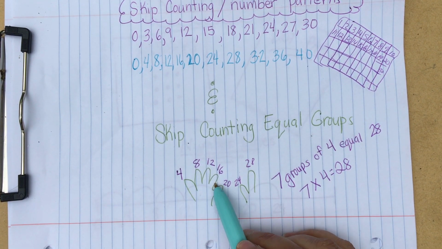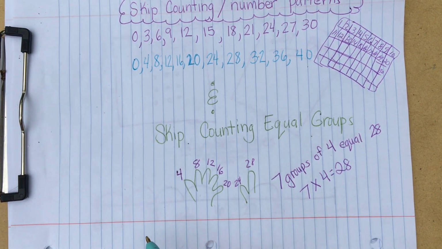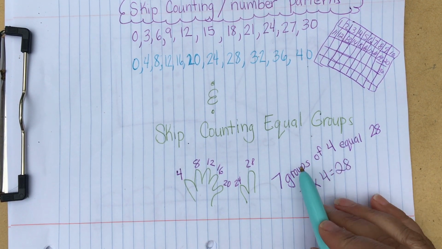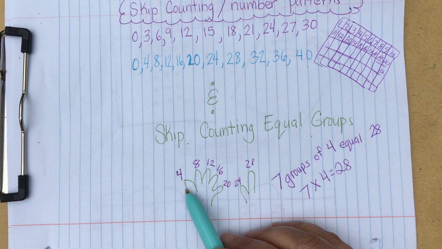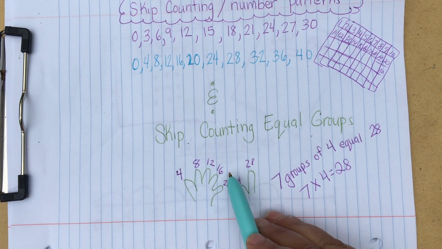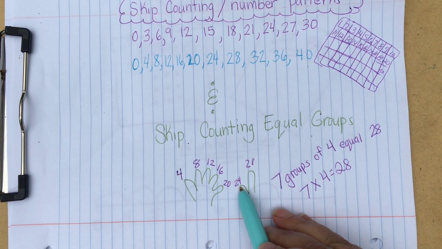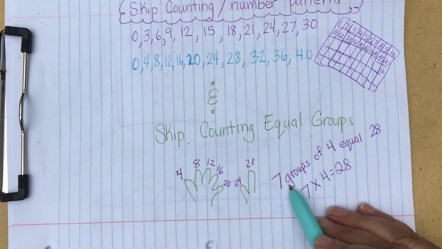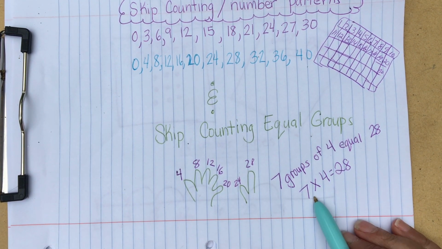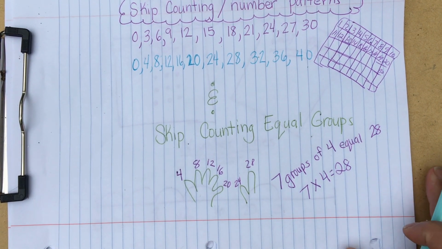As you can see here, there are 7 fingers. Those 7 fingers are representing groups. So we have 7 groups. So here's an example of 7 groups of 4. If we were to hold up our 7 fingers and skip count, 4, 8, 12, 16, 20, 24, 28, we know that 7 groups of 4 equal 28. That's 7 times 4 equals 28.